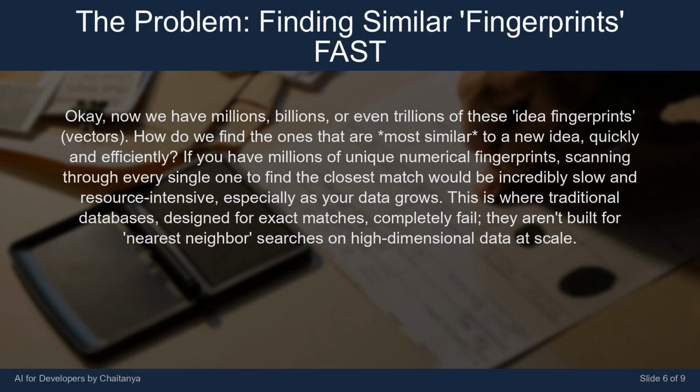Okay, now we have millions, billions, or even trillions of these idea fingerprints, vectors. How do we find the ones that are most similar to a new idea, quickly and efficiently? If you have millions of unique numerical fingerprints, scanning through every single one to find the closest match would be incredibly slow and resource-intensive, especially as your data grows. This is where traditional databases, designed for exact matches, completely fail. They aren't built for nearest neighbor searches on high-dimensional data at scale.